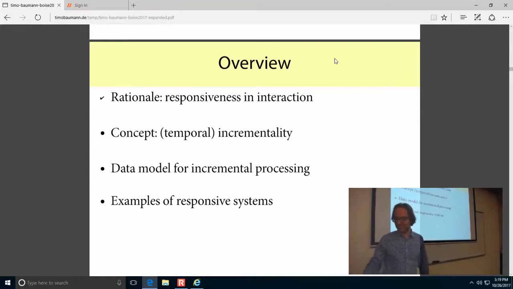Might still be interesting. Do yawn if it gets too boring, then I'll just skip ahead a little bit. So be responsive as well, right?